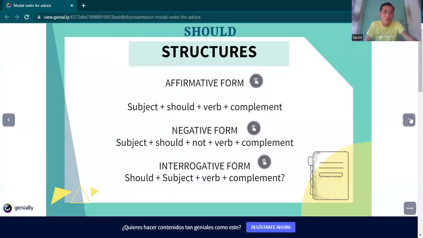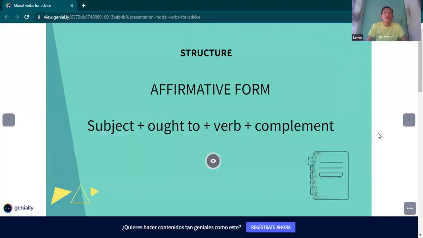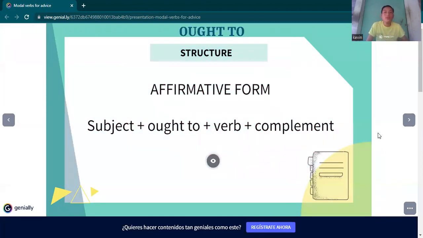Now let's take a look at ought to. Now that you can see ought to, you might be wondering why, Kevin, don't you have the negative form and the interrogative form here? In this case, I don't have them because I cannot use them. That's why I only have the affirmative form. For the affirmative form, we have the subject, then we have ought to, then we have the verb, and at the end, we have the complement. Let's see an example using the modal verb ought to.